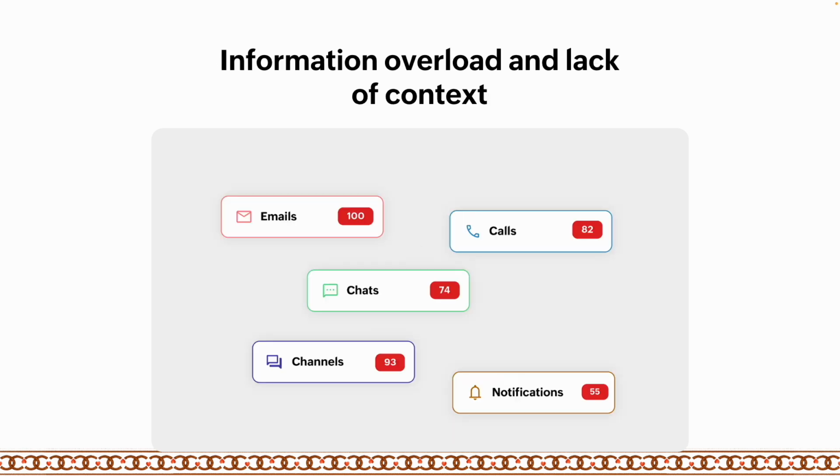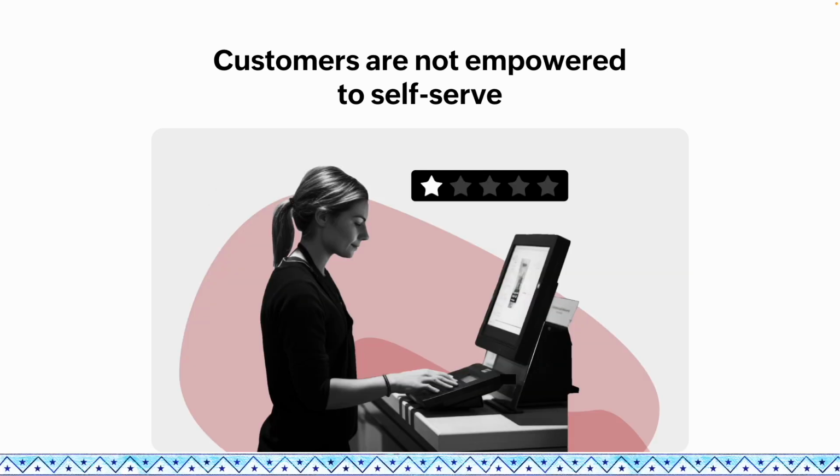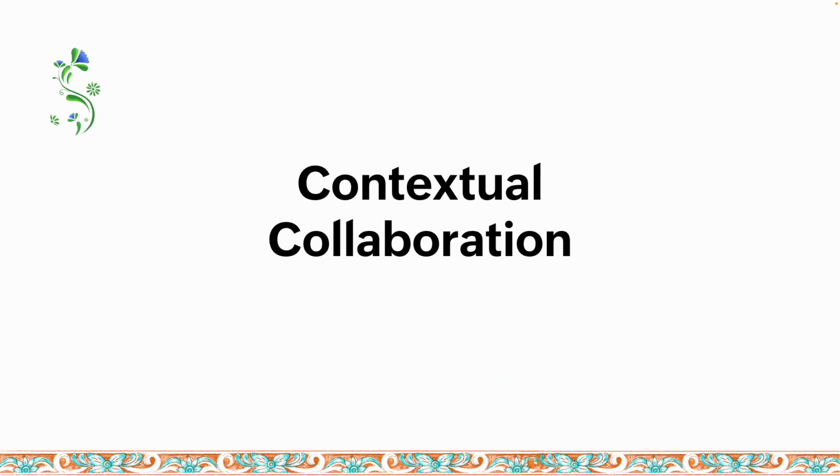The next part is information overload and lack of context. I know there are multiple chat conversations that keep going on, and keeping track of what information is for what becomes a big headache, right? So that's another problem. And then customers are not empowered to self-service. Nowadays, we all don't want to talk to people, right? We just want to message and see what happens. So self-service is another important thing. We will see how contextual collaboration helps in solving all these problems, and how Zoho Finance is giving you all the right tools to do this.